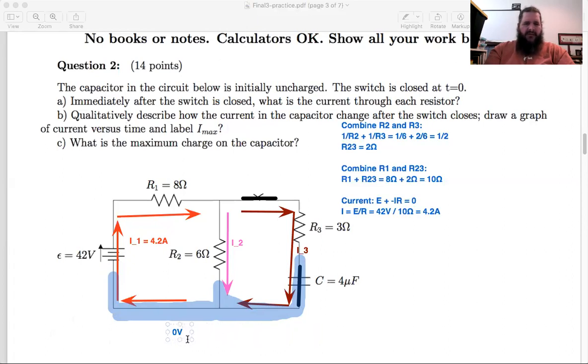Then you go through the battery, and what happens to voltage? It goes up to 42. Right. We gain plus 42 volts. So this location, this corner, is all at 42 volts.